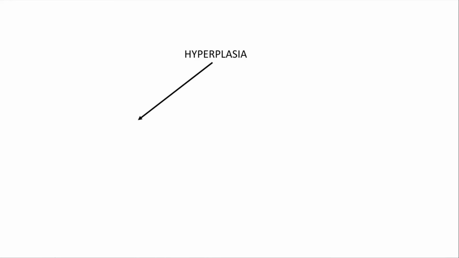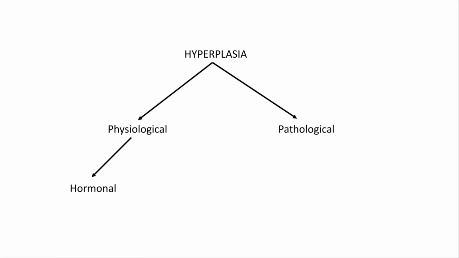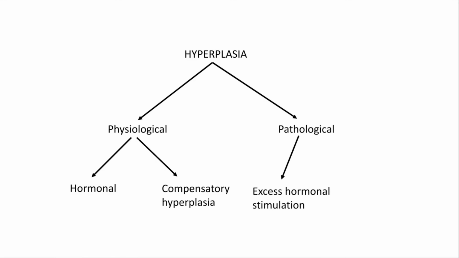Hyperplasia can be of two types, and they are physiological hyperplasia and pathological hyperplasia. Physiological hyperplasia can be either because of hormonal stimulation or compensatory hyperplasia. Pathological hyperplasia can be either because of excess hormonal stimulation or because of chronic irritation or injury.